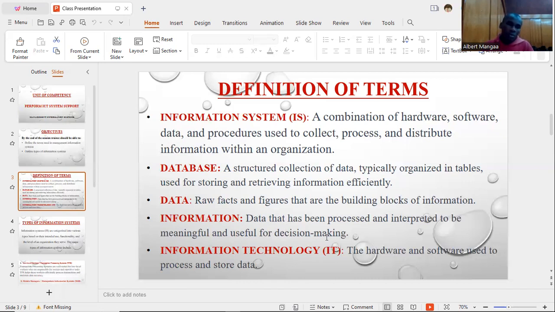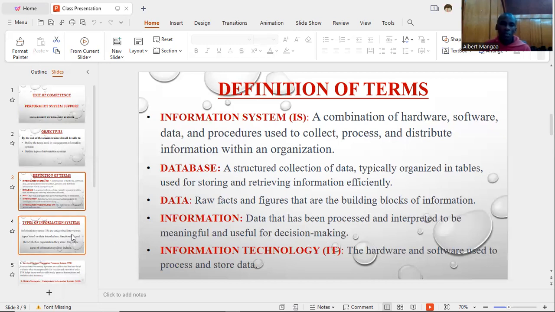The last term that we are going to define for today is information technology, that is IT as its acronym: the hardware and the software used to process and store the data. So basically, those are the few terms that we were meant to define for today.